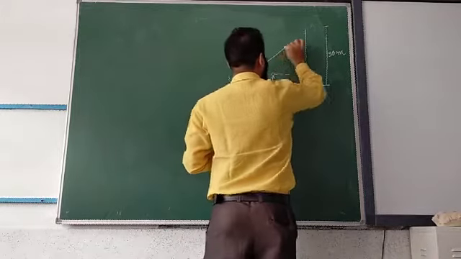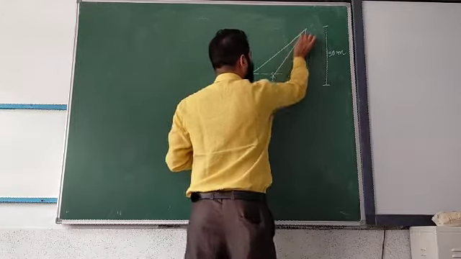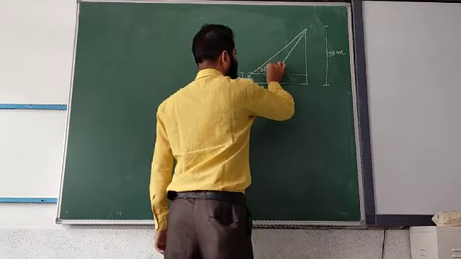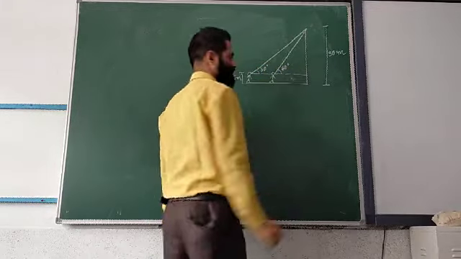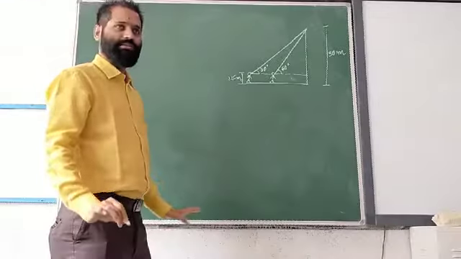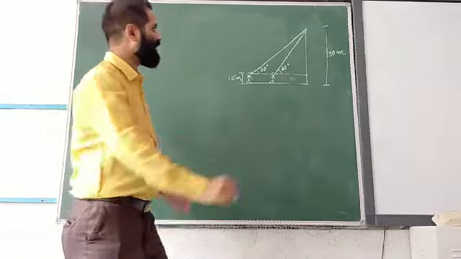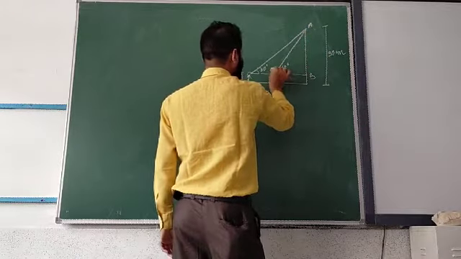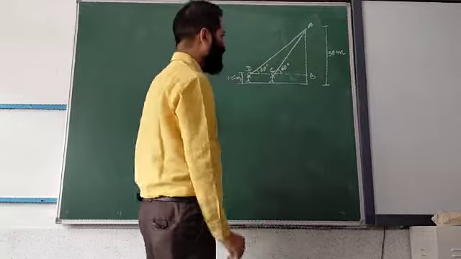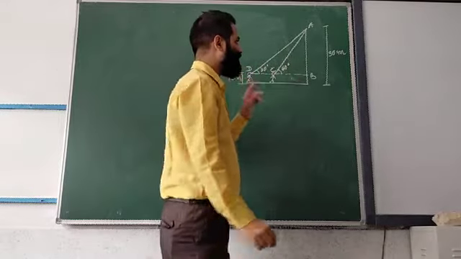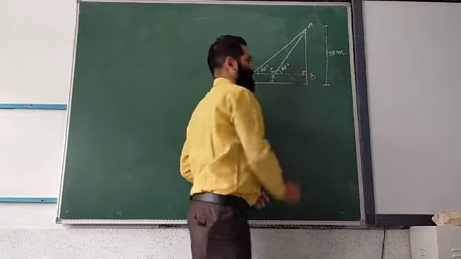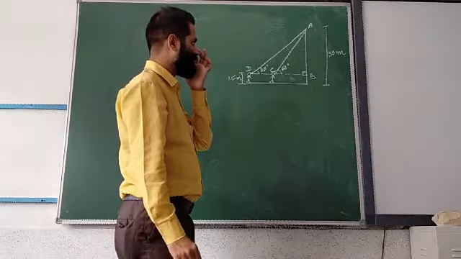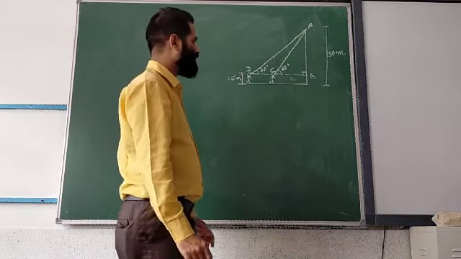The angle of elevation increases from 30 degrees to 60 degrees. Am I clear? Now you can see that this is A, this is B, let this be C, this is D. Trigonometry is applicable in a right angle triangle, and you have two right triangles. What are they? ABC and ABD.